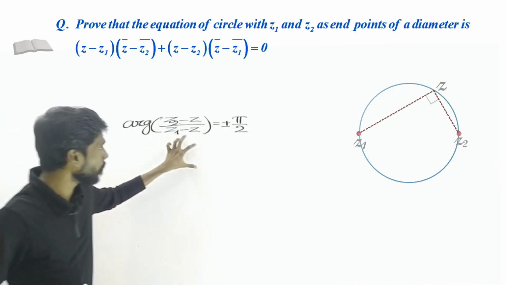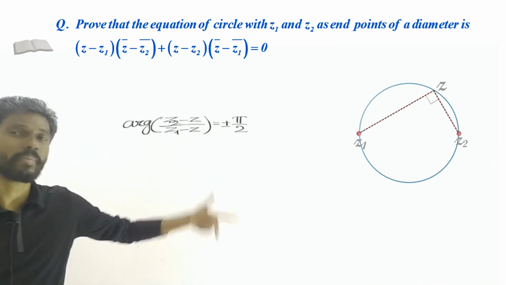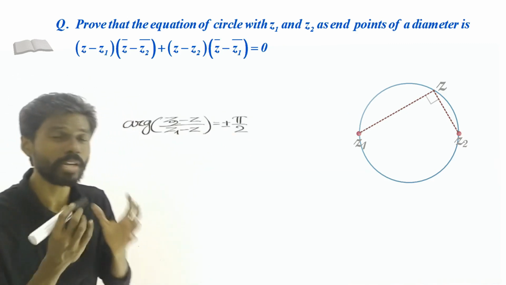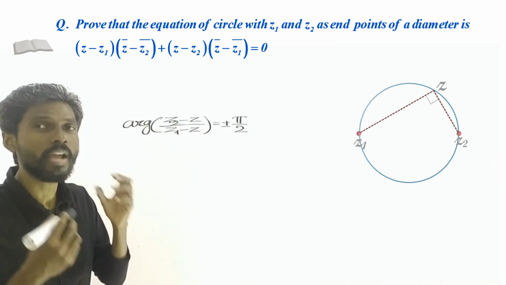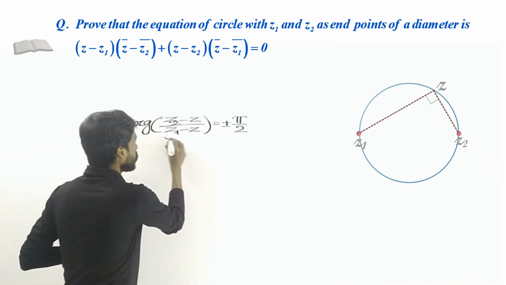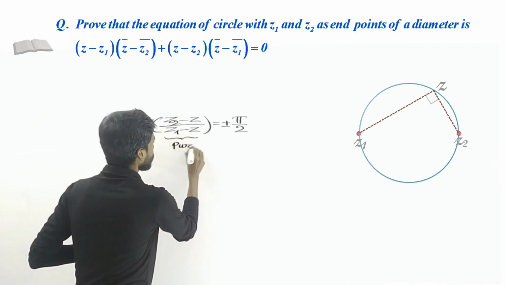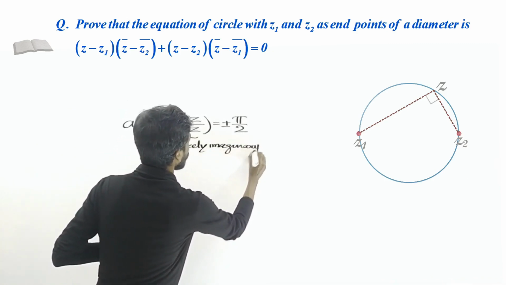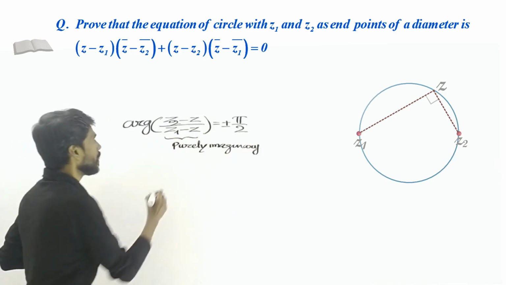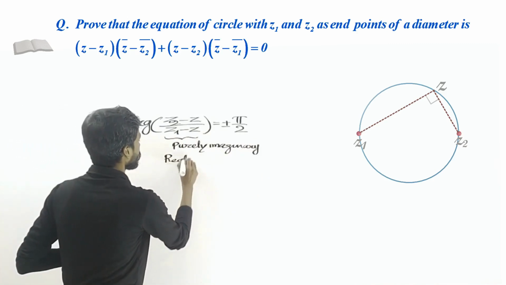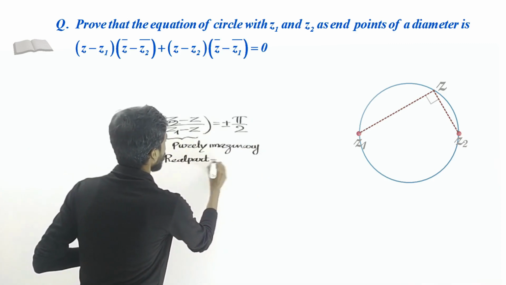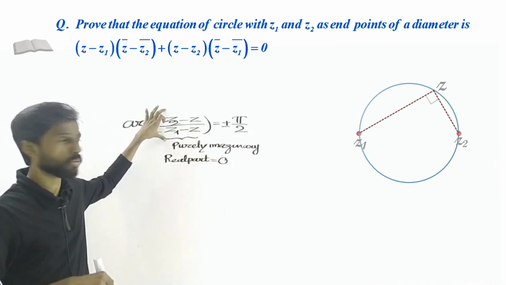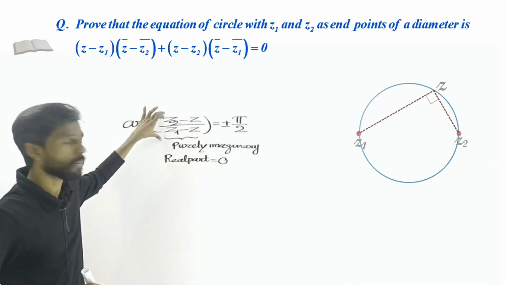So argument of a complex number is 90 or minus 90. That means that complex number is purely imaginary, right? Purely imaginary complex numbers only have argument pi by 2 or minus pi by 2. So this value is purely imaginary. So for a purely imaginary complex number, the real part is 0. So what is the formula for real part? That number plus its conjugate divided by 2. So that is 0. Okay. So this number plus its conjugate.